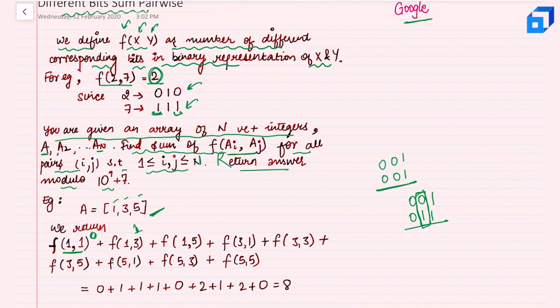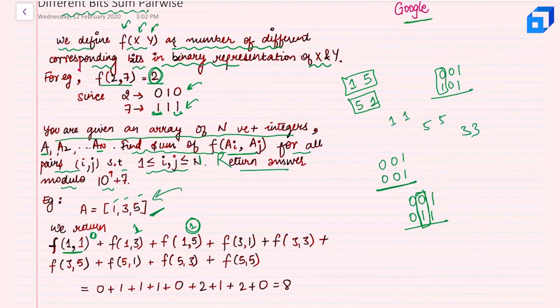What about 1 and 5? I have 1 and 5 here. There is again just one bit position at which they differ, so again it will give me 1. Now I have to find for 1 and 5 and 5 and 1 separately, which means they are counted as different. And also I have to find for 1 and 1, 5 and 5, 3 and 3 in this particular array. So if I have some i and j, I have to calculate for both i, j and j, i, as they are considered separate, as well as for i and i.